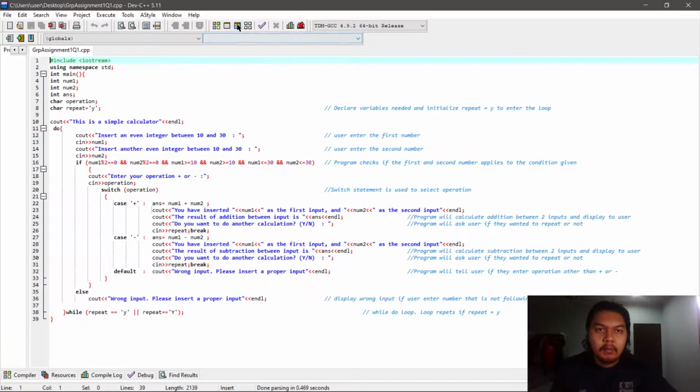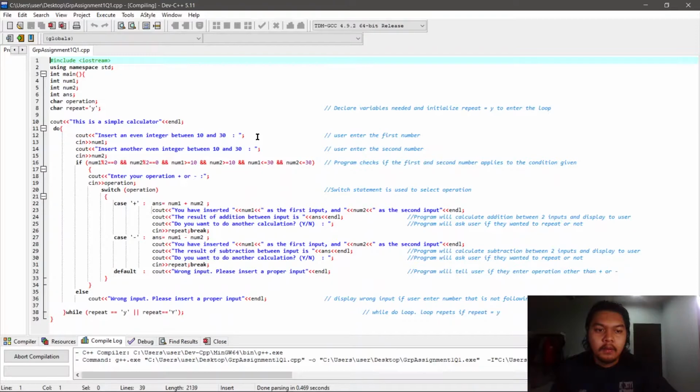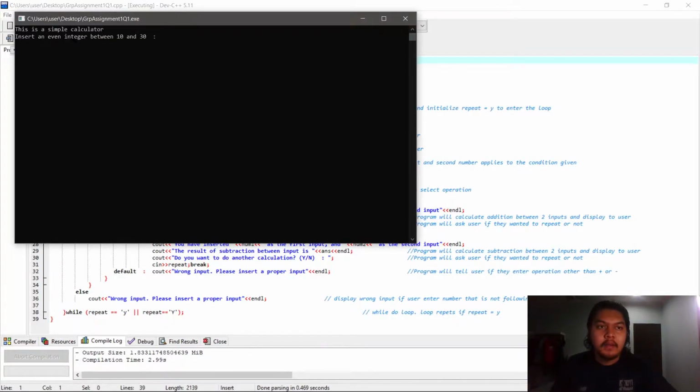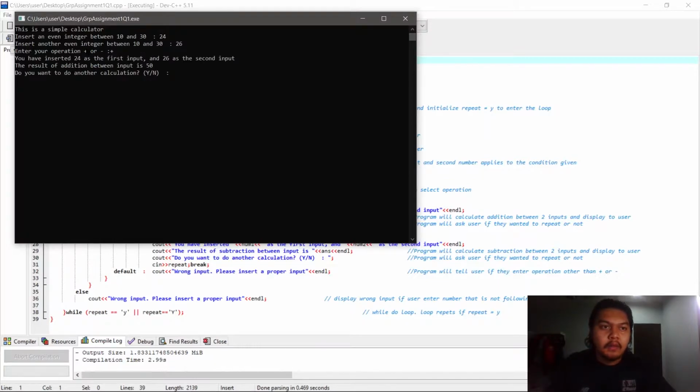So if we run the program, this is a simple calculator. Insert an integer between 10 and 30. So we insert 24 and 26. We use the calculator plus operation. You have inserted 24 as the first input and 26 as the second input. The result of addition between them is 50. That is correct. We want to repeat the calculation.